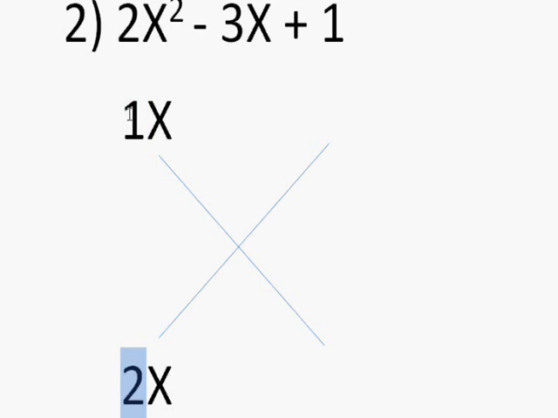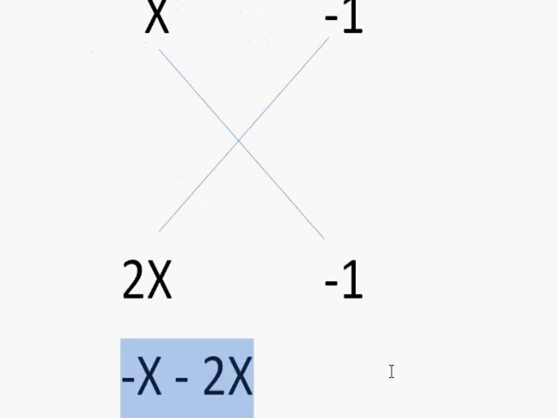Usually we don't write this 1 here, and then we'll go to the very last one, that is plus 1, and we could write it as negative 1 times negative 1. Then we'll go along this, that's x times negative 1, that's negative x. We go this way, it's 2x times negative 1, so it's negative 2x.